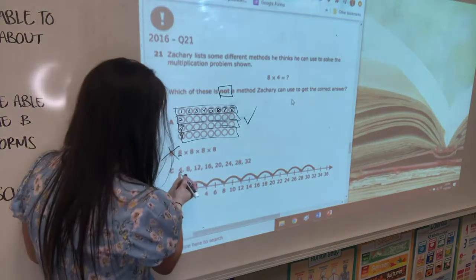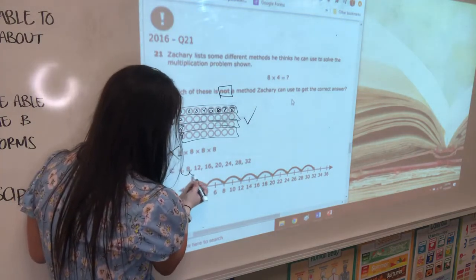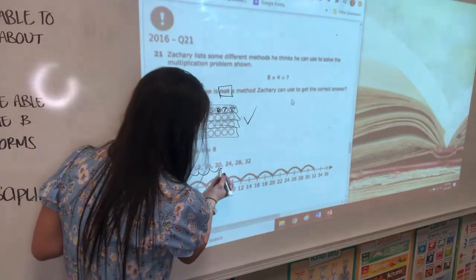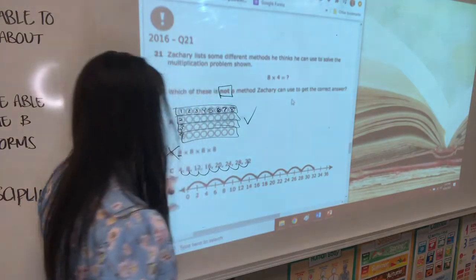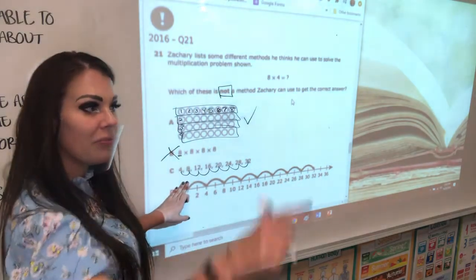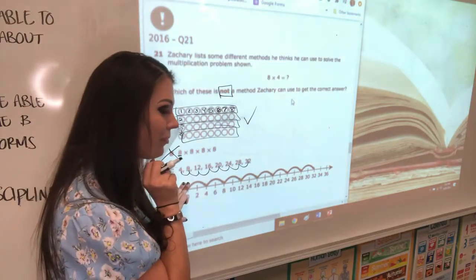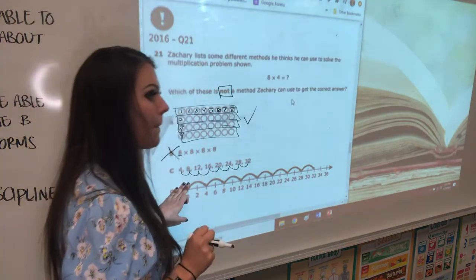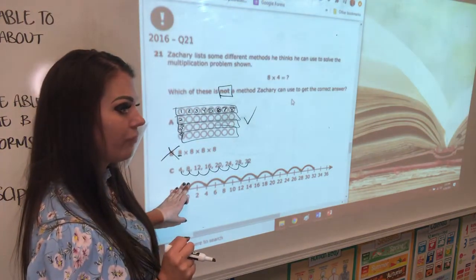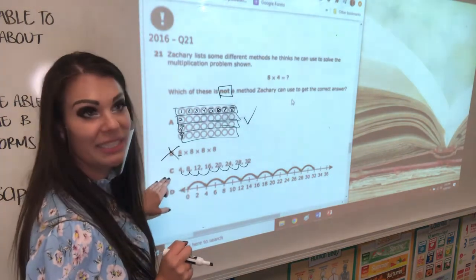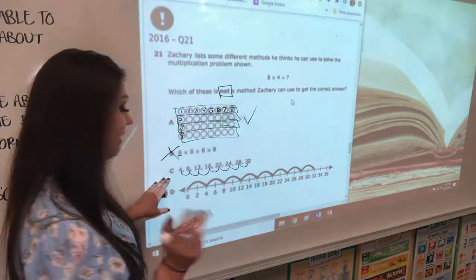What about this one? What did he do? 4, 8, 12, 16, 20, 24, 28, 32. What is he doing? Hey, I need all eyes up here. Ma'am and ma'am, put that away. What is Zachary doing in C? Skip counting by 4.